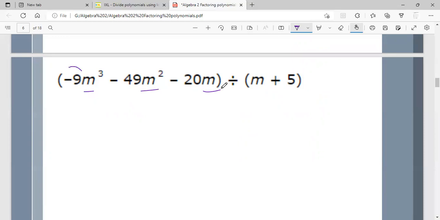Well, my coefficients don't have anything in common with 5. I mean, 20 and 5 do, but 9 and 49 do not. So I'm going to have to use the long division method. It sucks to have to do all that, but guess what? We're going to have to do it. Well, you're going to have to do it. And I'm going to keep it pushing.